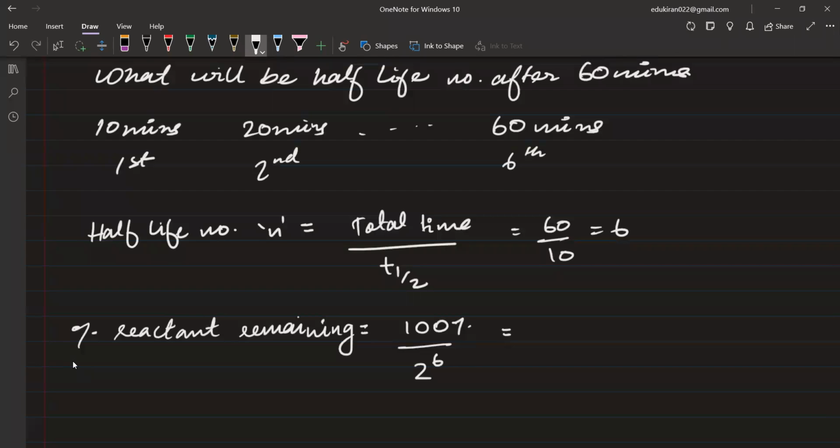Is that right? Tell me, how much will this answer come to? So this will be 100 divided by 2 to the power of 6. How much is 2 to the power of 6? 64.